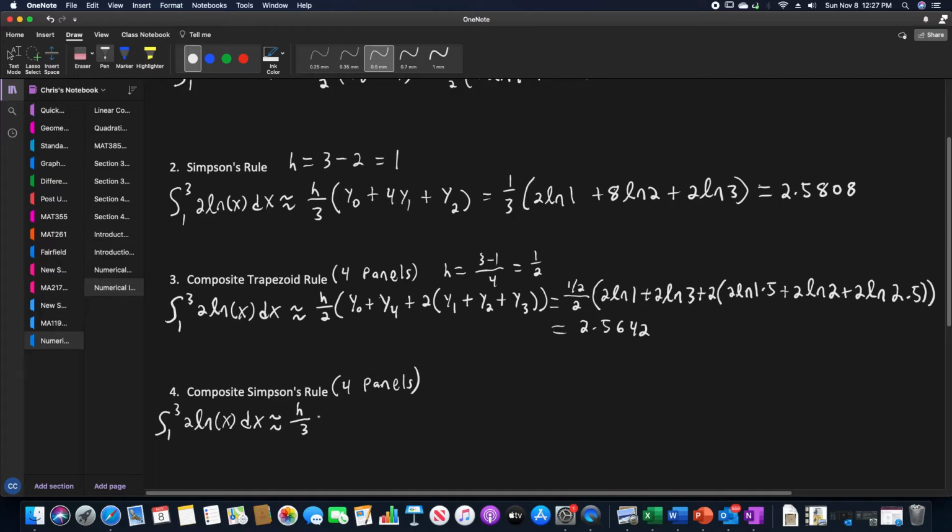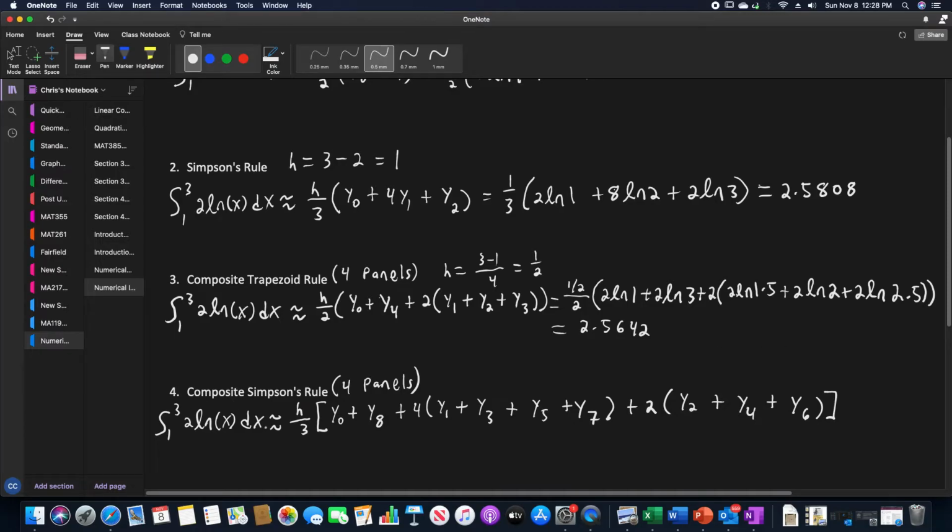H divided by 3 times, this is going to be y sub 0 plus y sub 8, since we're using 4 panels, plus 4 times, this would be y sub 1 plus y sub 3 plus y sub 5 plus y sub 7, plus 2 times, this is going to be y sub 2 plus y sub 4 plus y sub 6. And I need a bracket here.